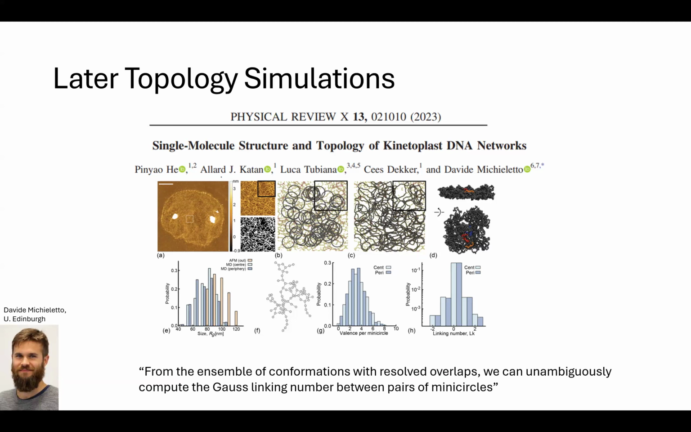They binarize their AFM image and then set up a simulation where each bit of DNA in that image is like an attractor for these rings. So they have the rings anneal onto the measured structure and then allow them to pass through each other before locking it in place. And again, they use the Gauss linking number to compute the network structure. Again, they find that, on average, the minicircles have a connectivity of 3.